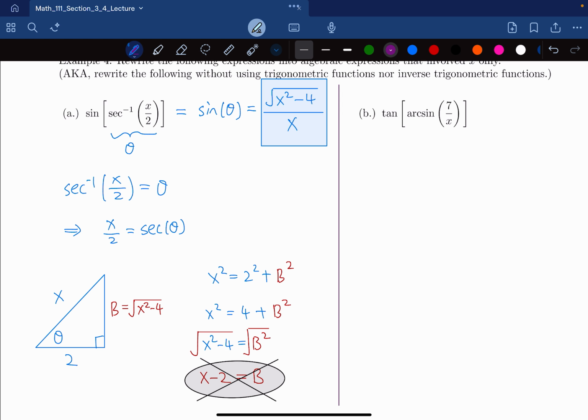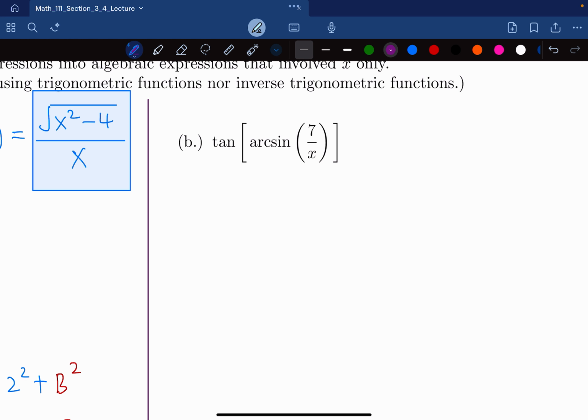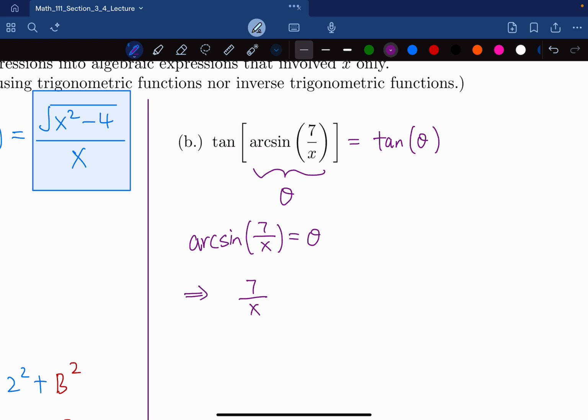One more example. Back to the last example here. Really the same idea as before. Go ahead and let the inside part be theta. Then the question turns into tangent of theta. Working with theta, we have arcsine 7 over x equals theta. By definition, this means 7 over x is equal to arcsine of theta. Oops, that's a derp. It means sine of theta.